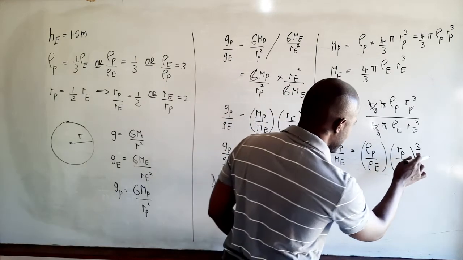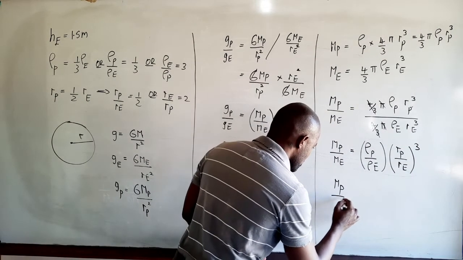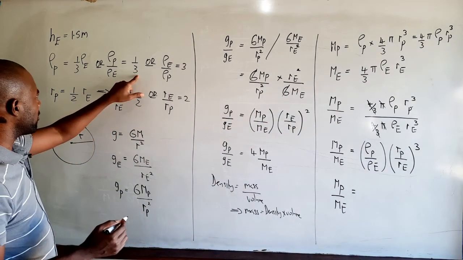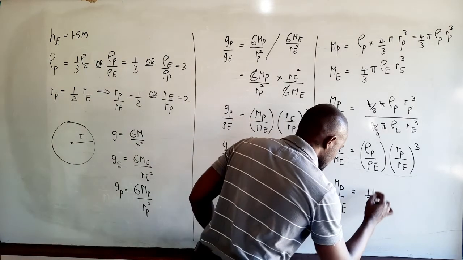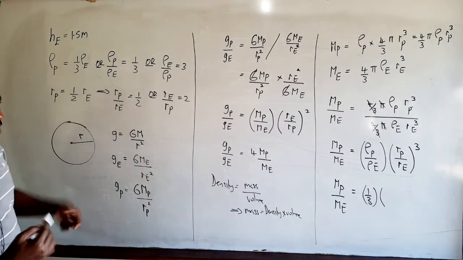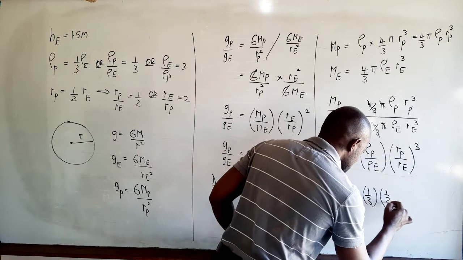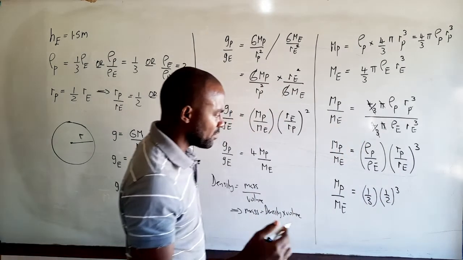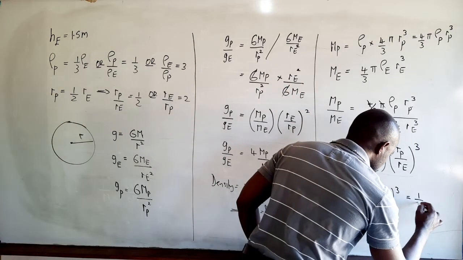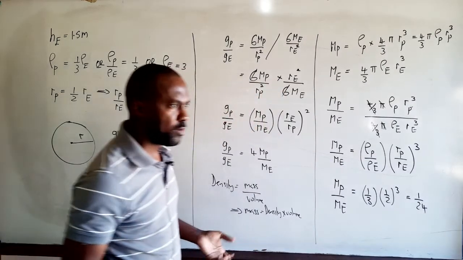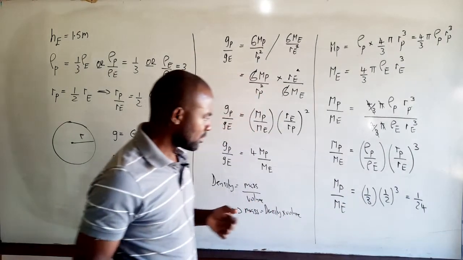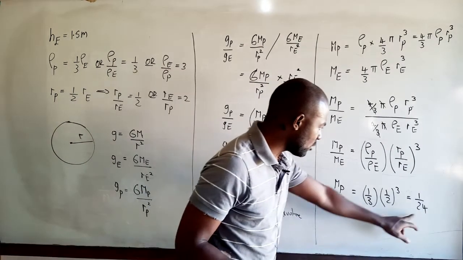And so therefore, this means that mp over me, this is going to be a 1/2 cubed. So we get mp over me would be equal to rho p over rho e, which is equal to 1/3, times rp over re, which is equal to 1/2, and that is going to be cubed. So we have 1/3 times 1/2 cubed. 1/2 cubed gives us 1/8. 1/8 times 1/3 gives us 1/24. So basically, without even knowing the masses, we are able to obtain the ratio of the masses mp to me. So therefore, this ratio mp over me is equal to 1/24.